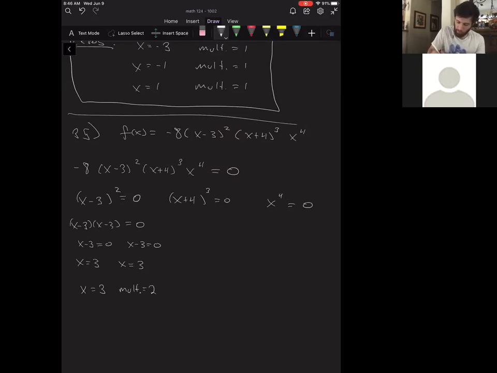If we set this one equal to 0, we're just going to get x plus 4 is equal to 0, but we're going to get that 3 separate times because that's a cubed up here. So we would just write that out 3 different times, but just to save time, we don't need to do that. So with this one, we're going to get x is equal to minus 4 with our multiplicity equal to 3.